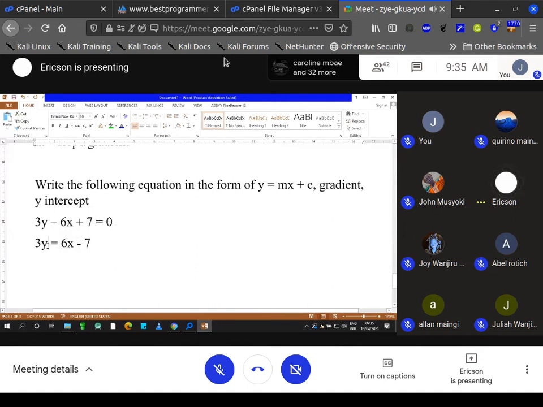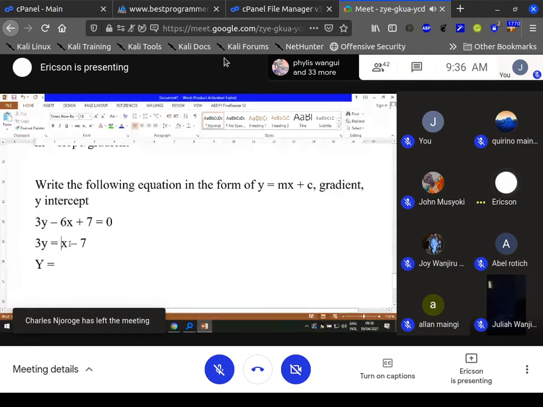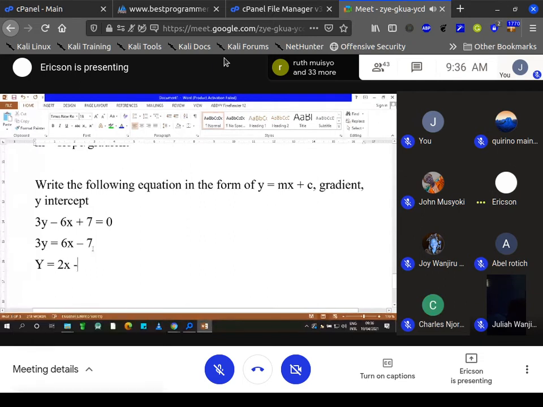Rather, divide everything else on this side, each individual value, by 3. What I'm trying to say is, we're left with y equal to 2x, since if you divide 6 by 3 you'll be left with 2x. When you divide negative 7 by 3, we get negative 7/3.